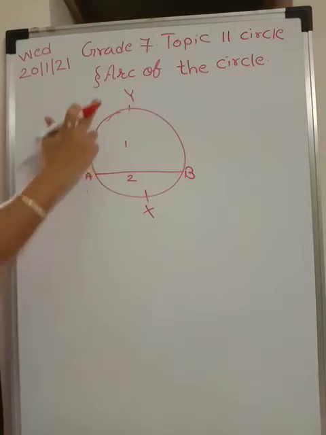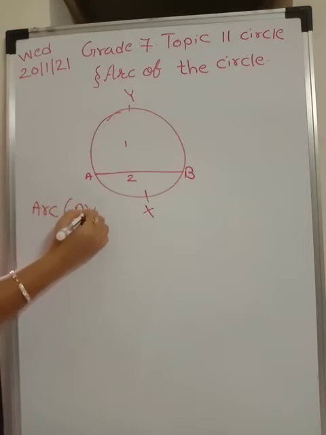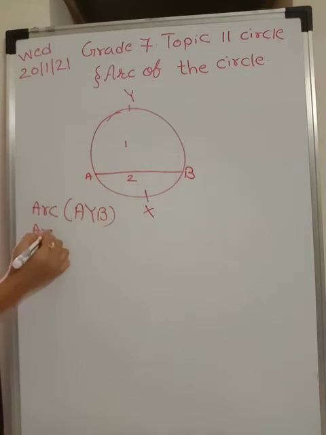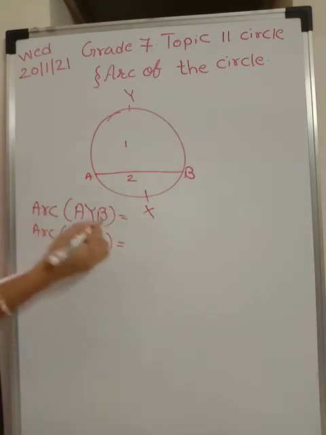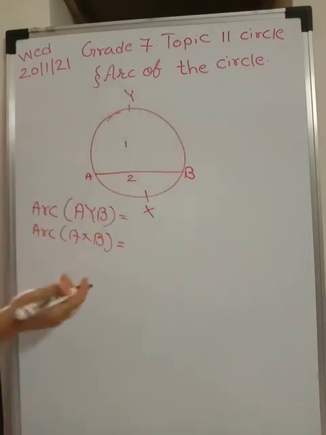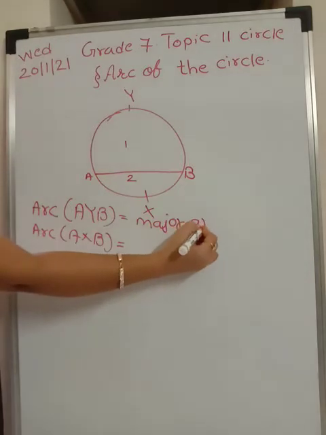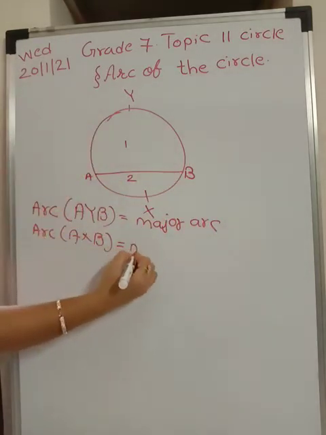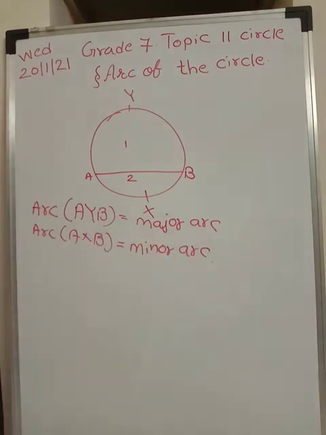First is arc AYB. So you can write it as arc AYB. And the second arc which you get is arc AXB. Now AYB is the bigger arc, so it is called the major arc. AXB is comparatively smaller, so it is called the minor arc. Okay, so one is major arc, another is minor arc.